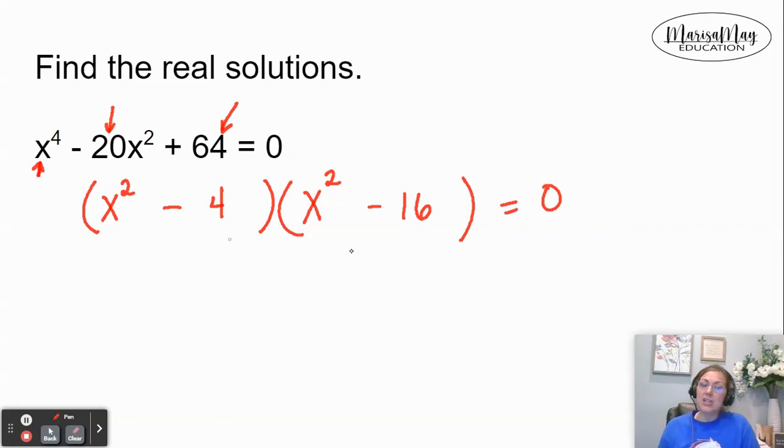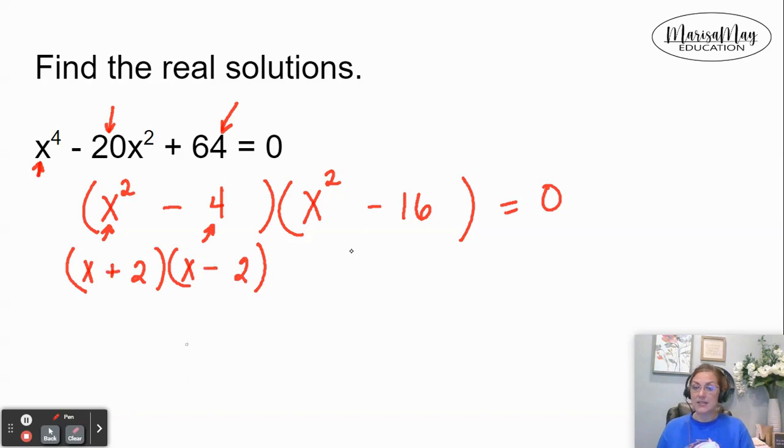Now, if you look at each of the parentheses, you'll notice they are a difference of two squares. So this first parentheses, I'm going to factor that using the same idea. What two terms are going to multiply to give me x to the second? That's x and x. And then the square root of 4 is 2 and 2. One gets a plus, one gets a minus. That's the rule for difference of two squares.